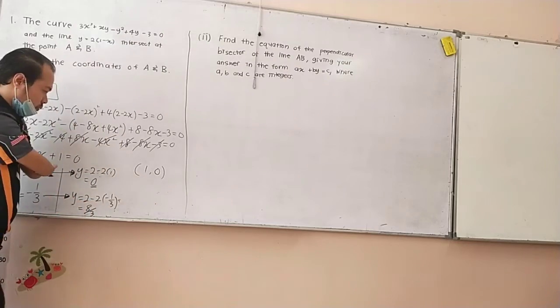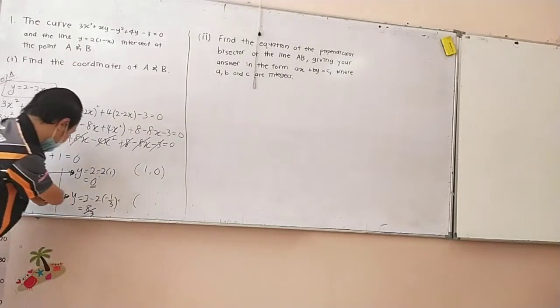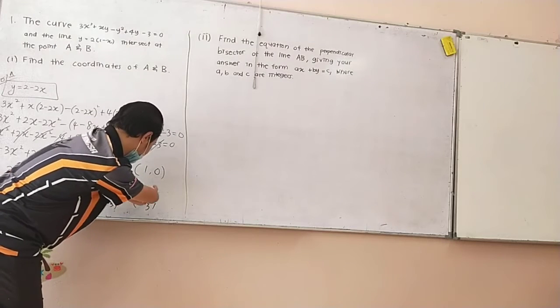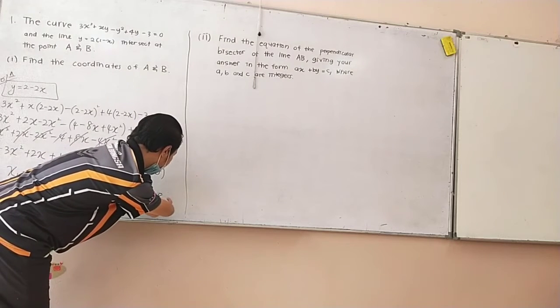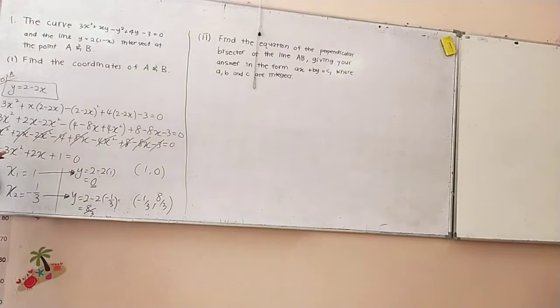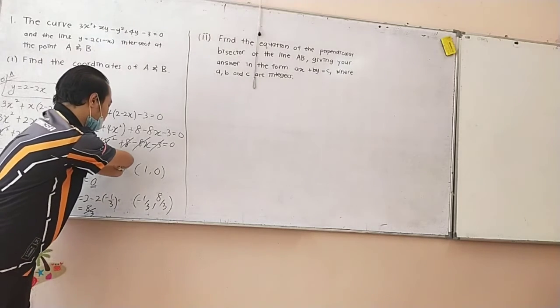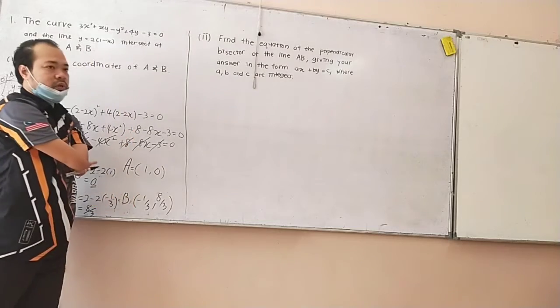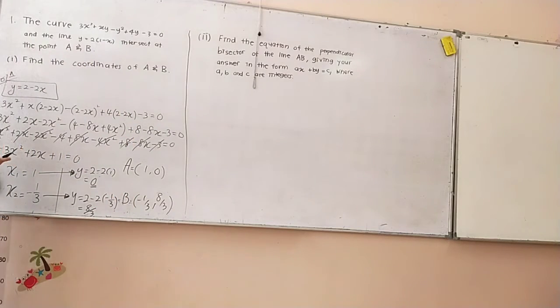Over 3. So meaning the second coordinate is negative 1 over 3 and 8 over 3. So which one is coordinate A and which one is coordinate B? You can put any. Okay, you can say that this is coordinate A, this is coordinate B. No problem. Clear so far? Any question?